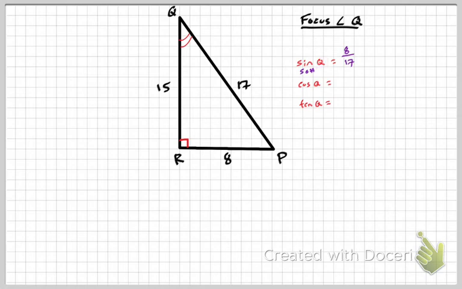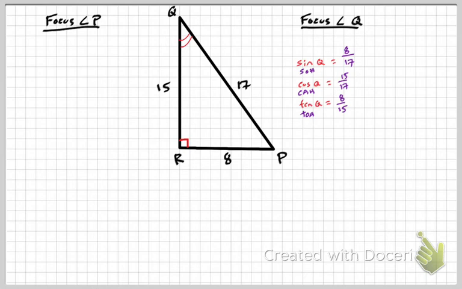Okay? Cosine, C-A-H. It's adjacent over hypotenuse. So focusing on Q, the leg touching it is 15. And once again, my hypotenuse is 17. Tangent, TOA. Opposite over adjacent, the opposite is 8. The adjacent is 15. And that's how we would set up the correct ratios for the trig function that we need.